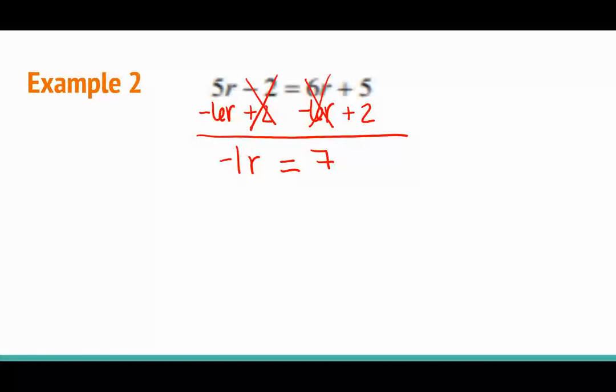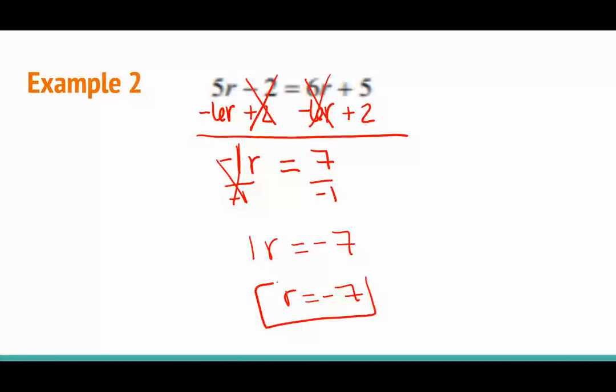We still need to get this negative 1 to go away, so we're going to divide by negative 1 on both sides. Negative 1 divided by negative 1 is just 1, so 1r. And 7 divided by negative 1 is negative 7. So we have 1r equals negative 7, or r equals negative 7.